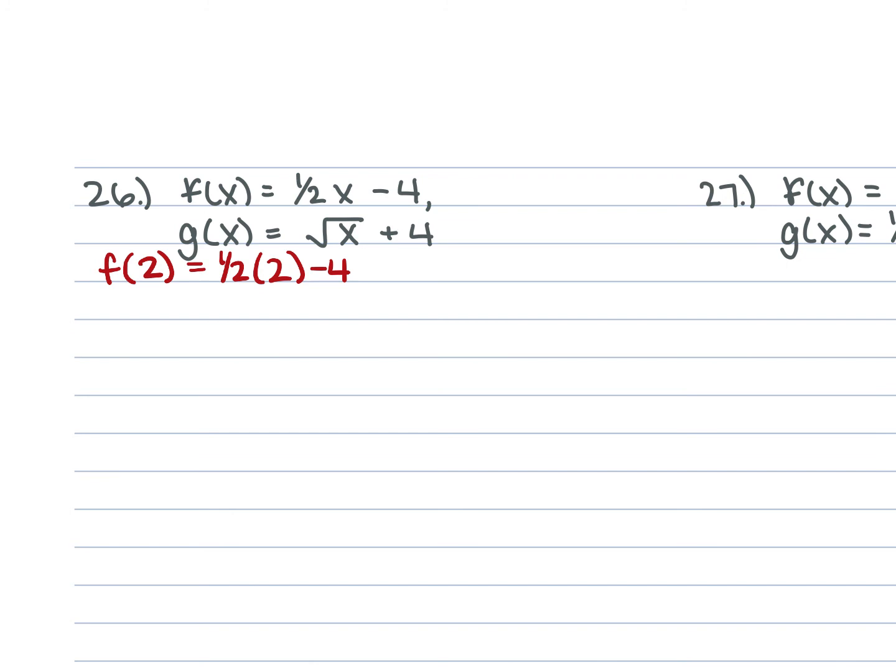So for this one, the 1/2 times 2 is 1, minus 4 gives us -3. If we take the -3 and we plug it in for g of x, that's going to be g of -3 is equal to the square root of -3 plus 4. We can't take the square root of -3, so these two are not inverses.